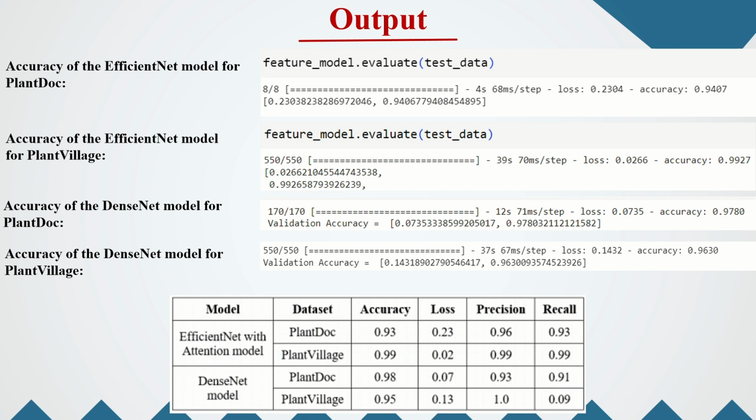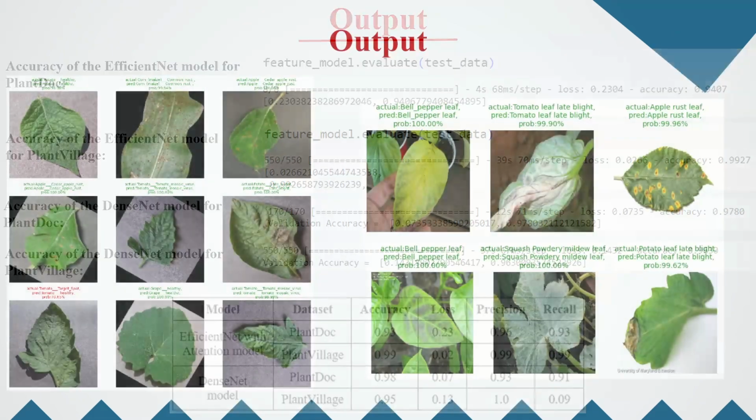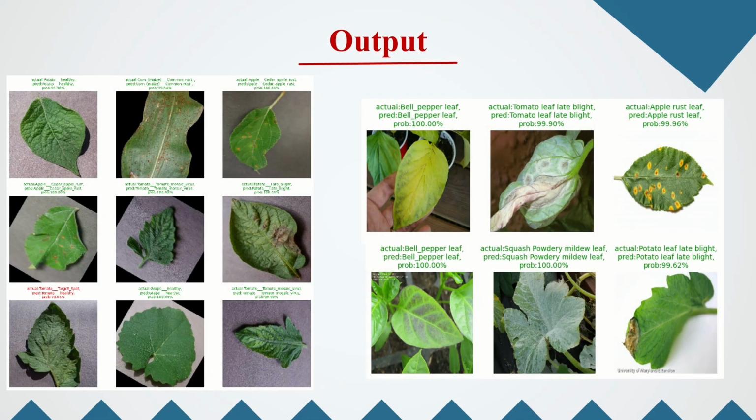This result suggests that the EfficientNet with attention model generally outperformed the DenseNet model across both datasets, exhibiting higher accuracy and more balanced precision-recall trade-offs. Here are the output images.